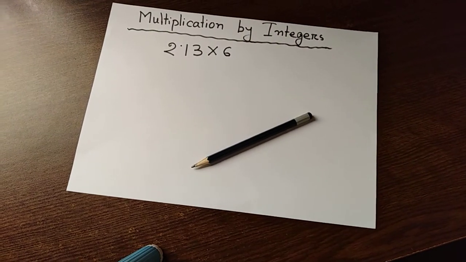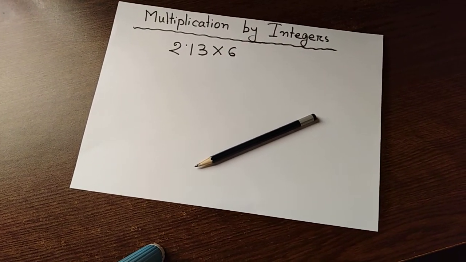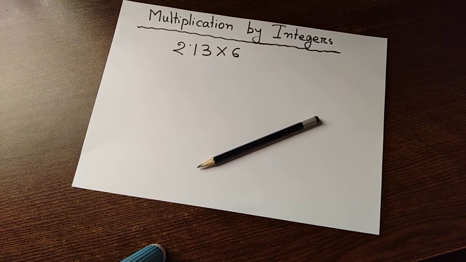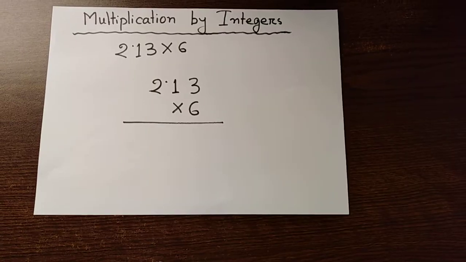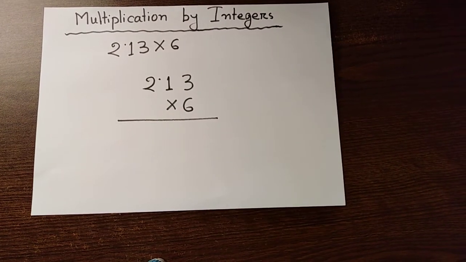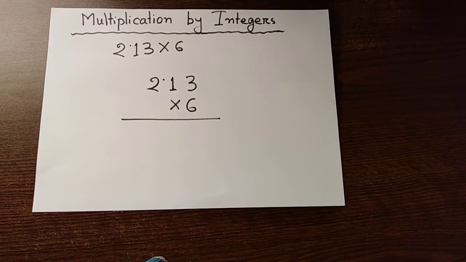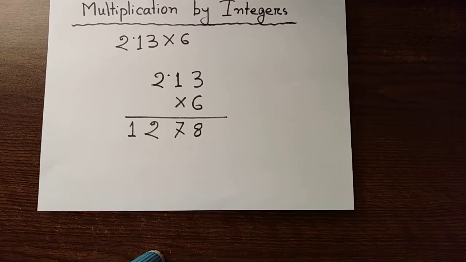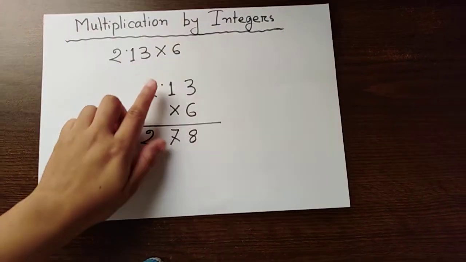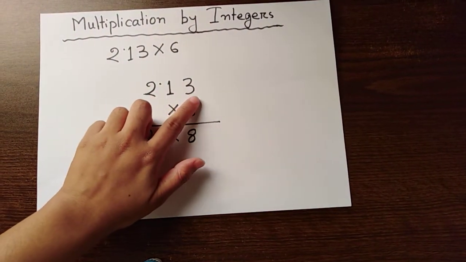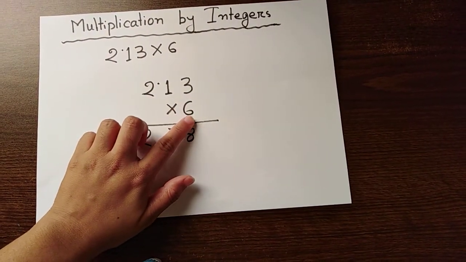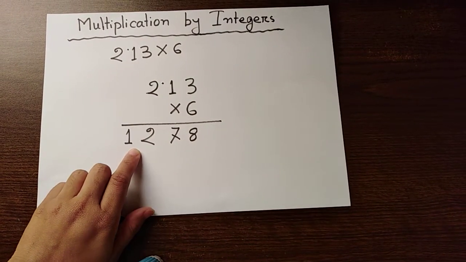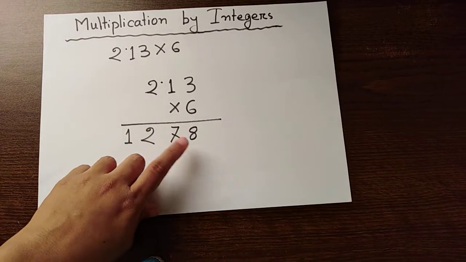Now I am going to show you how to do multiplication. First of all, write this number vertically. Then multiply this number without thinking the decimal point. Here I multiply 2.13 by 6 and product is 1278.